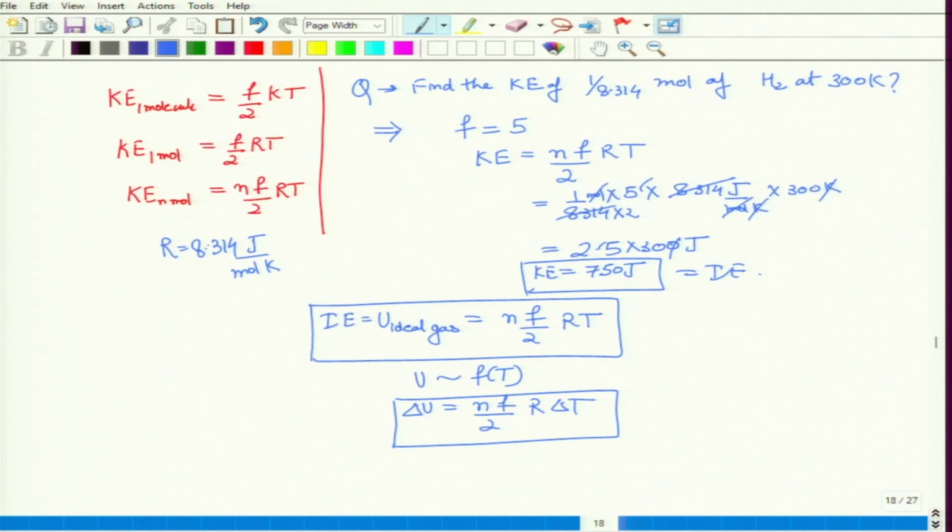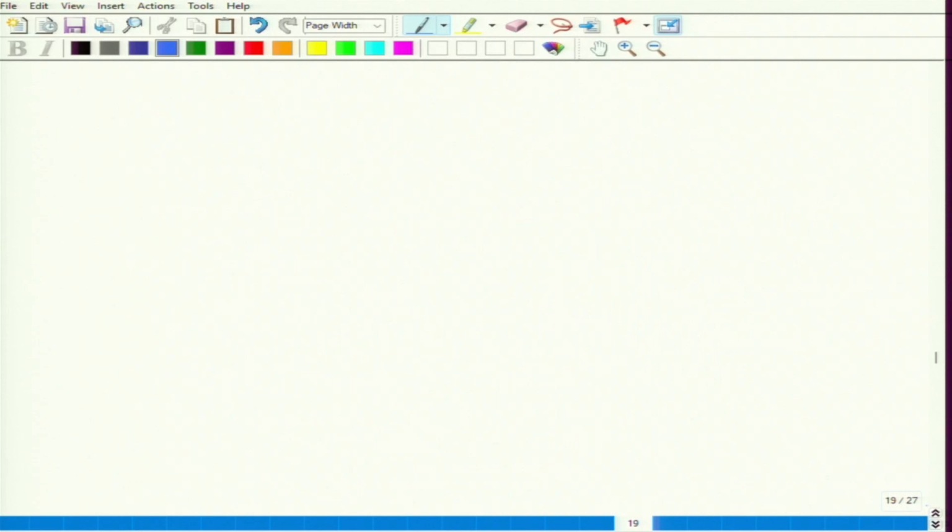So now we need to understand that when we have molecules inside the system, the only way to increase or decrease the internal energy of that gas in a system is by changing the temperature of the molecules. So if you increase or decrease the temperature, there is a change in the internal energy of the system. Okay, so now I have to tell you a few things about internal energy.